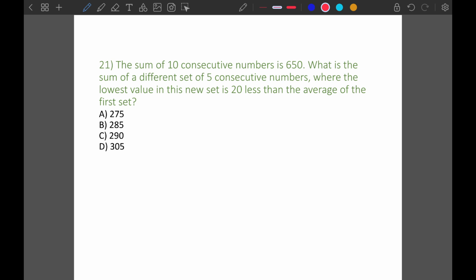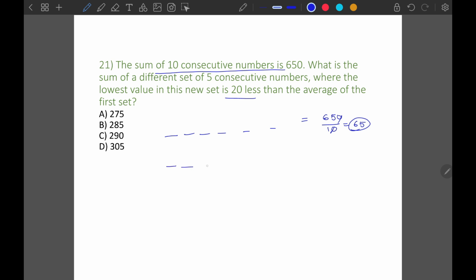Well, the sum of 10 consecutive numbers is 650. What is the sum of a different set of 5 consecutive numbers where the lowest value in this new set is 20 less than the average of the first set? Given that there are 10 numbers whose sum is 650, we can easily find the mean, which is 65.